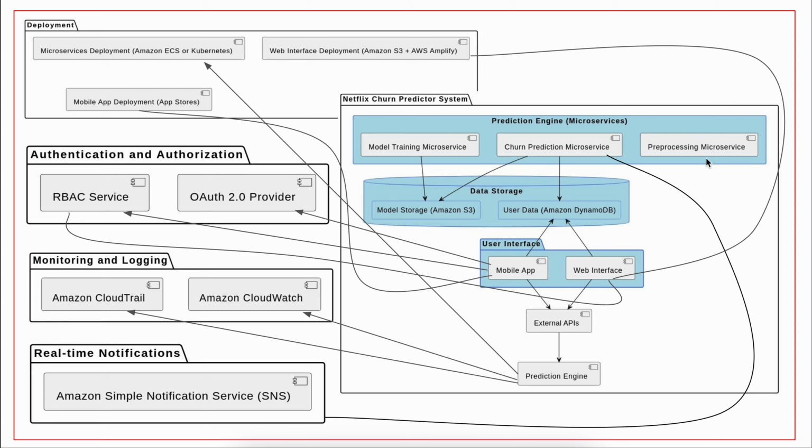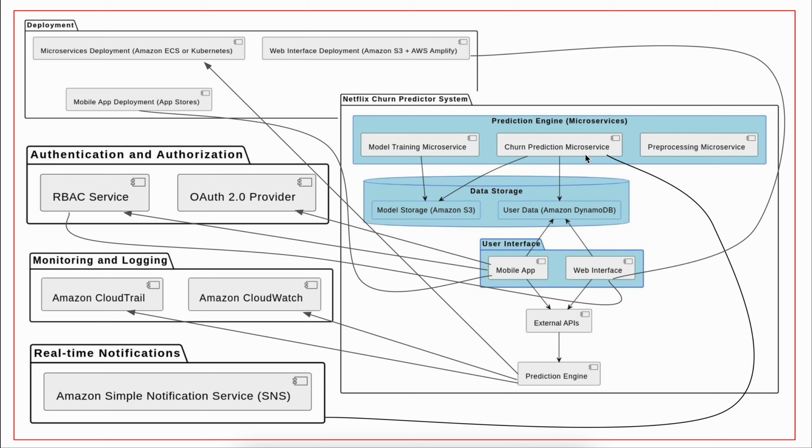It has three subsets, which are the model training microservice, the churn prediction microservice, and the pre-processing microservice. The model training microservice is responsible for training machine learning models using the historical data of the users, what kind of shows they watch, or how much time they have spent on these shows, and based on that data, it processes the data, selects the features, and trains the model that can accurately predict churn.